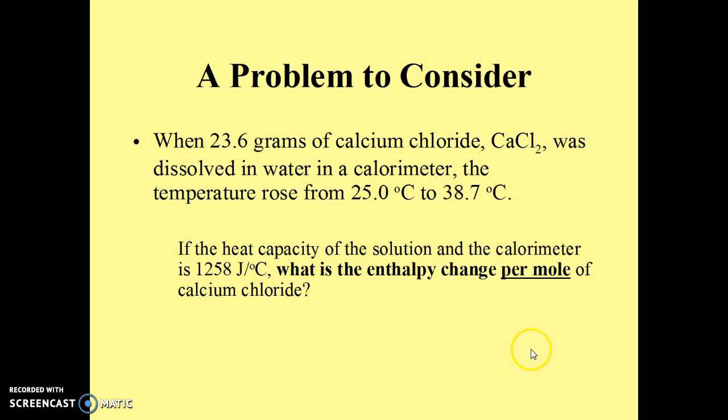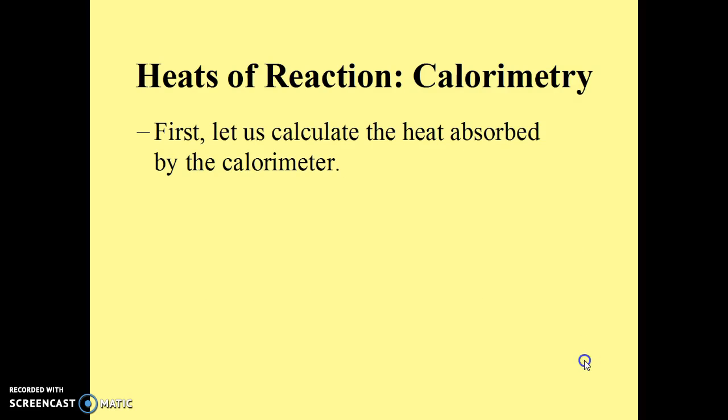So here's a problem. When 23.6 grams of calcium chloride is dissolved in water in the calorimeter, the temperature rose from 25 to 38.7 degrees Celsius. If the heat capacity of the solution in the calorimeter is 1258 joules per degree Celsius, what is the enthalpy change per mole of calcium chloride? So that's the problem. Now this is not specific heat capacity. This is the heat capacity of the whole calorimeter and solution in it.